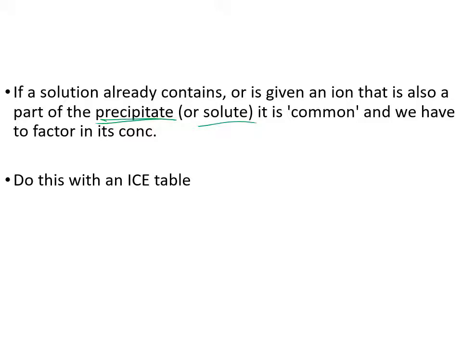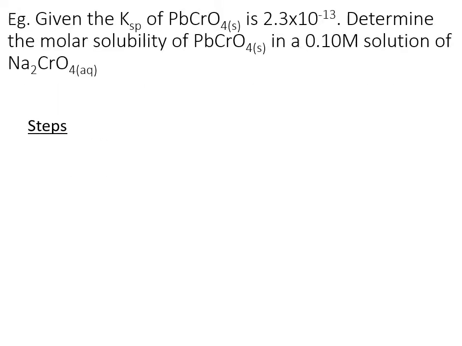We're going to do this using an ICE table to help organize our data. So let's try it out. Given the KSP of lead chromate is 2.3 times 10 to the negative 13, really insoluble, determine the molar solubility of lead chromate in a solution, so not just by itself going into water, but in a solution of 0.1 mole per liter sodium chromate. So the lead chromate's trying to dissolve into this solution, but there's already some sodium chromate in there. So this chromate ion is in common to it.